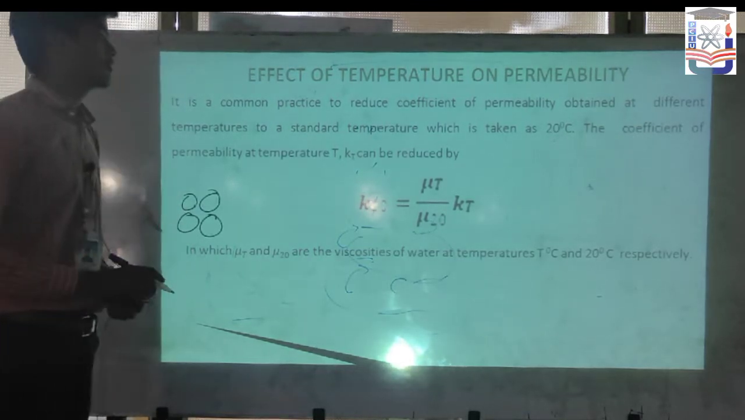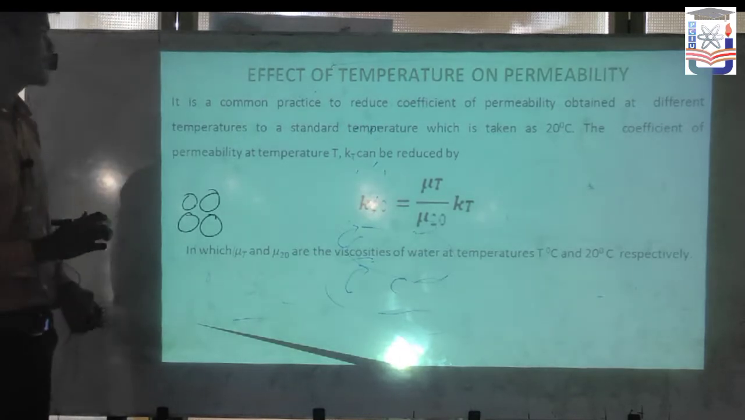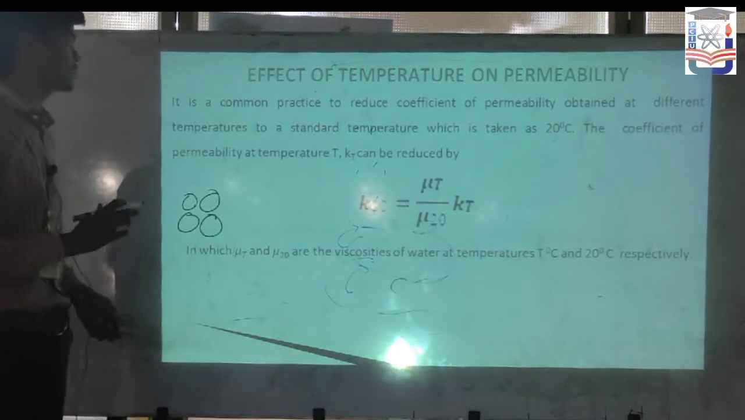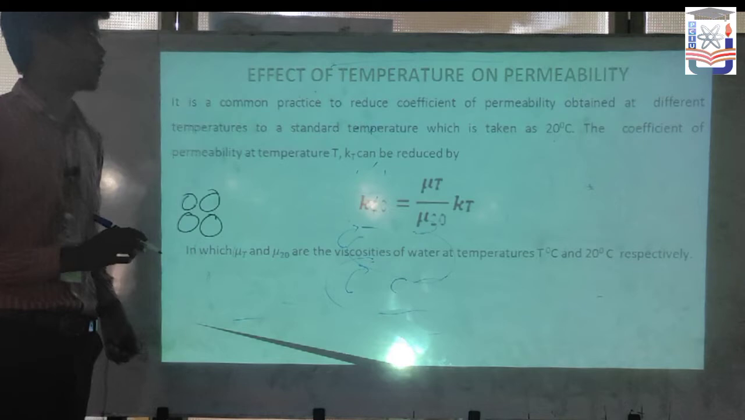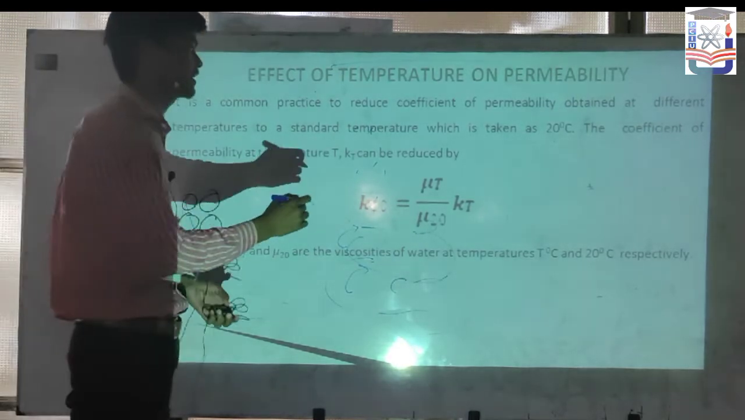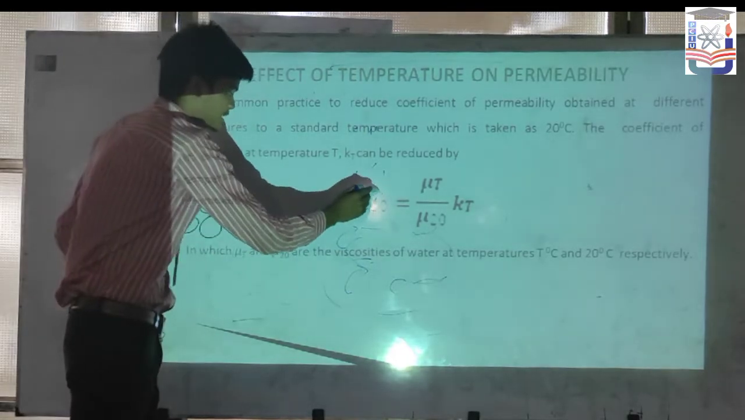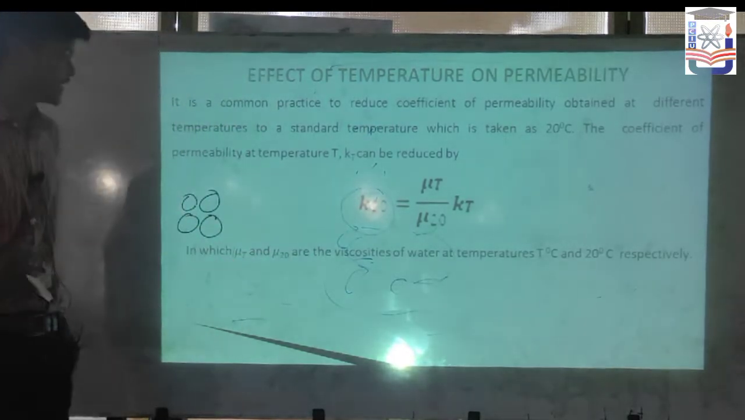Effect of temperature on permeability. It is a common practice to reduce the coefficient of permeability obtained at different temperatures to a standard temperature, which is taken as 20 degrees Celsius. It means the standard temperature of K is 20 degrees Celsius.